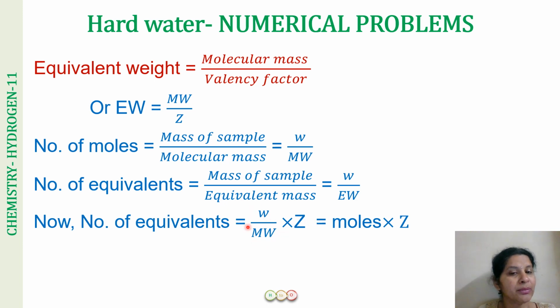So W by MW is nothing but the number of moles. So we will write this as number of moles into the Z factor. In short, the number of equivalents is equal to N into Z factor. These are the formulas that we will be utilizing in the numerical problems. So I've just put them over here.